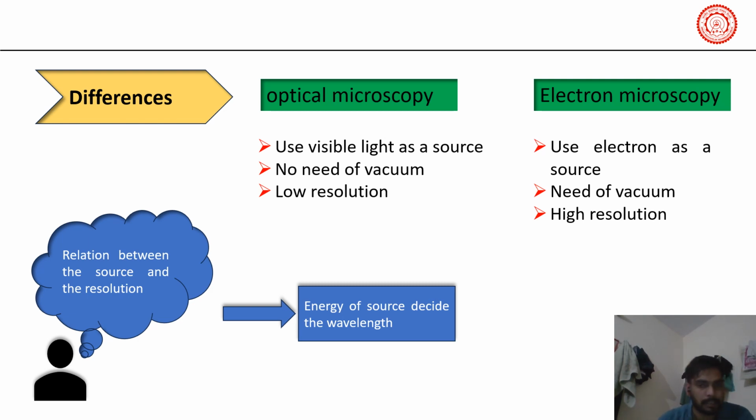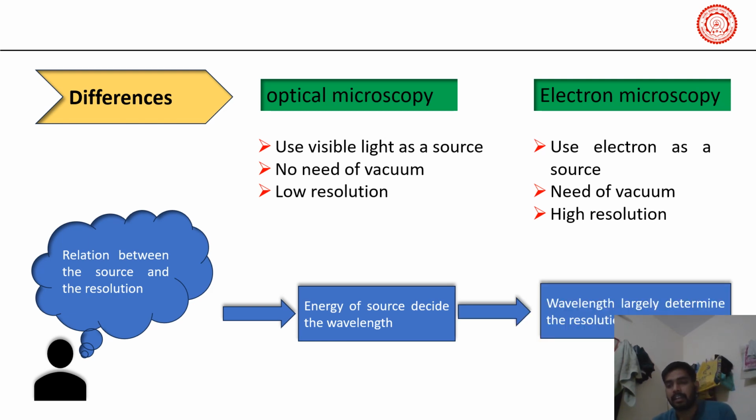First, the energy of the source decides the wavelength. This is obvious, and the wavelength largely determines the resolution. So there is a calculation between these, which tells us which type of source we have to take and from where we get this resolution.